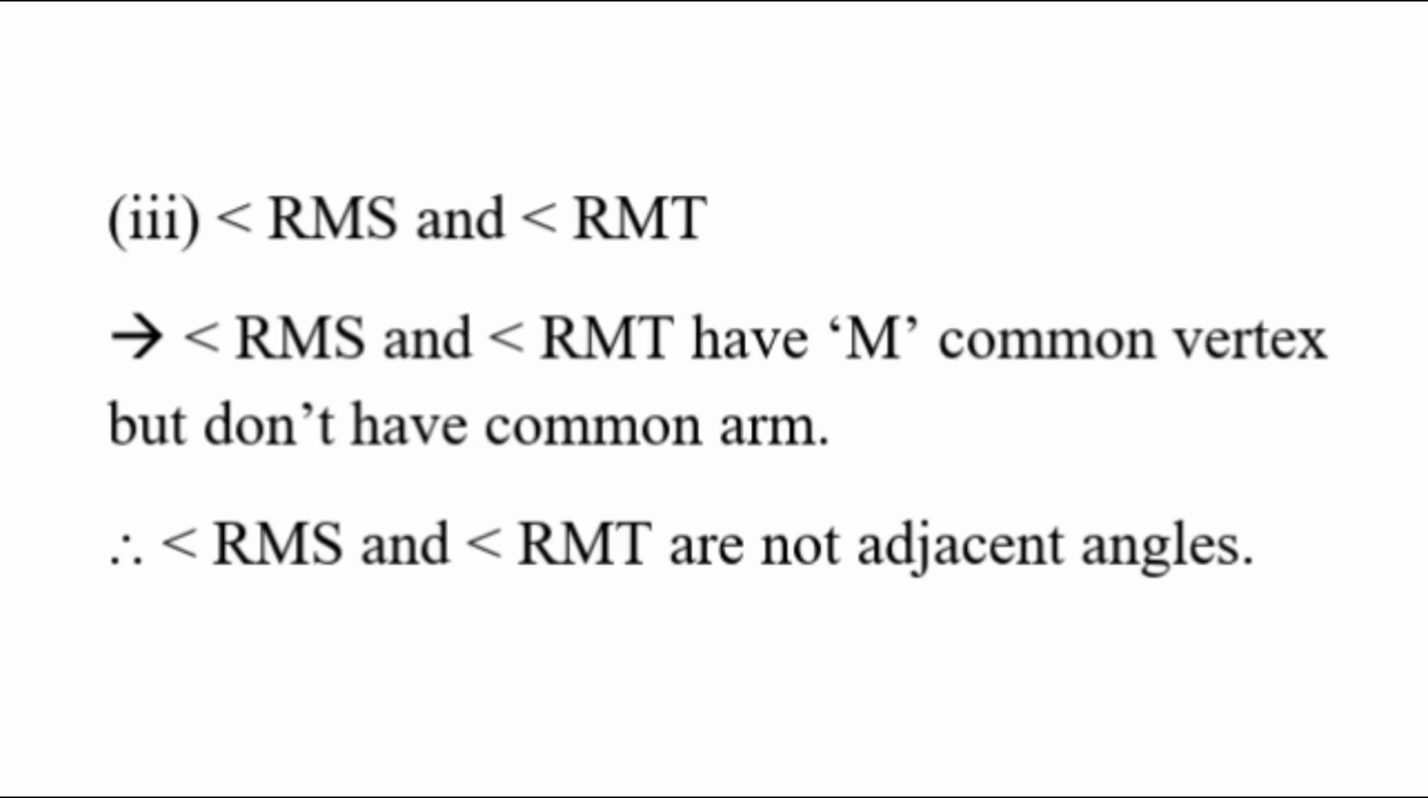Question number 3. Angle RMS and angle RMT. In angle RMS and RMT, we have M as the common vertex but don't have a common arm. Therefore, angle RMS and angle RMT are not adjacent angles.